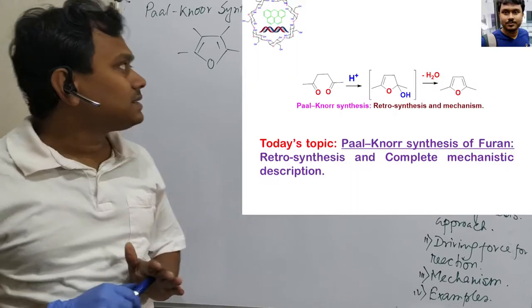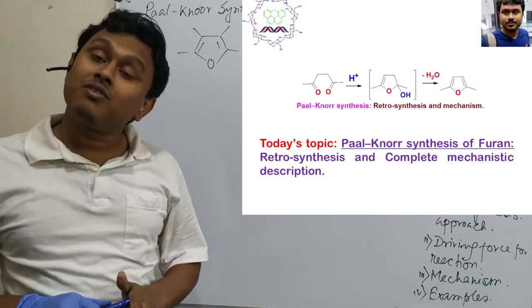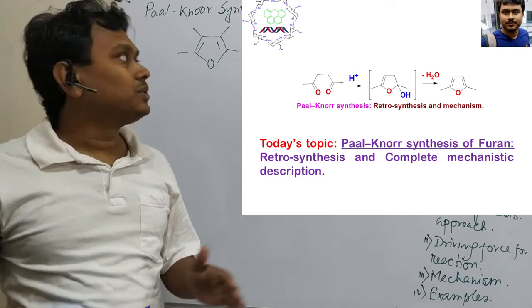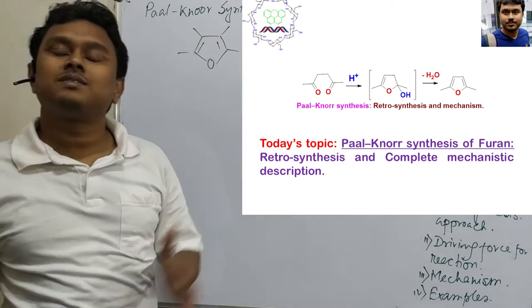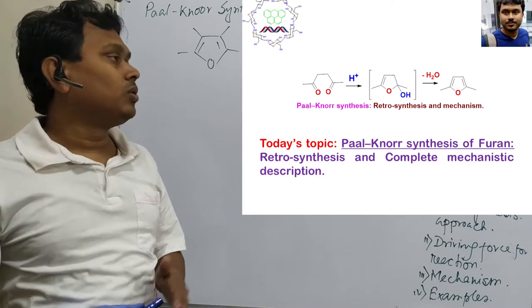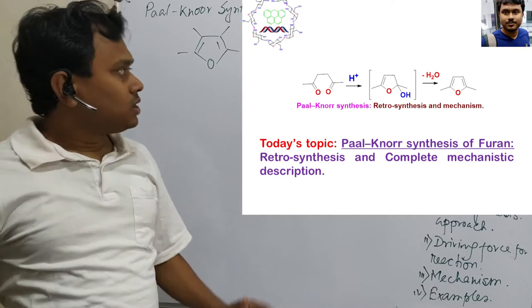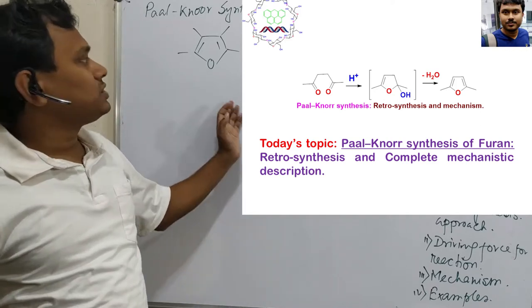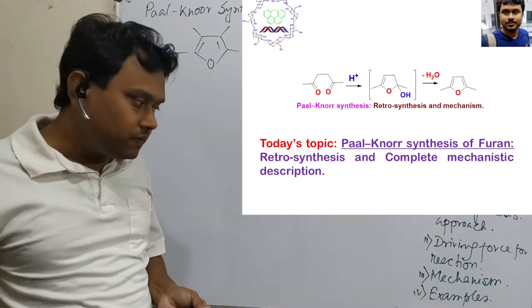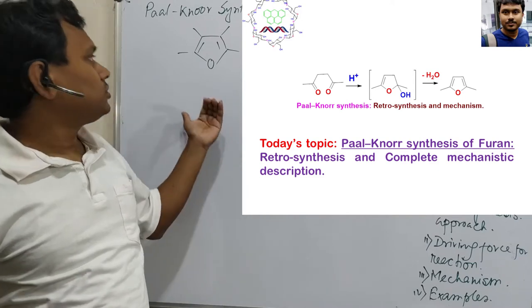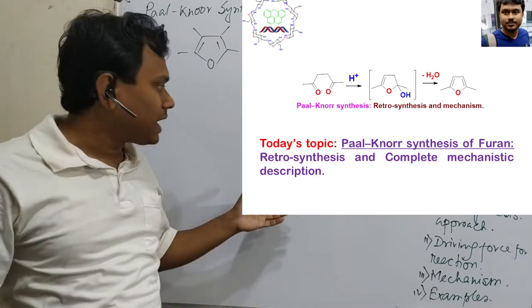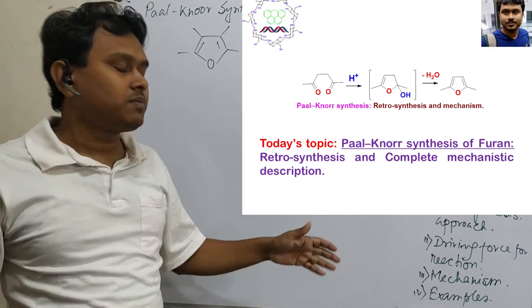So today we will discuss an important topic on heterocyclic chemistry, that is Paal-Knorr synthesis of furan. This is actually a main reaction to obtain furan from 1,4-dicarbonyl compound. Today we will discuss the retrosynthesis approach to prepare this furan derivative. Second, the driving force for the reaction. Third, the mechanism. And at the end, some examples.